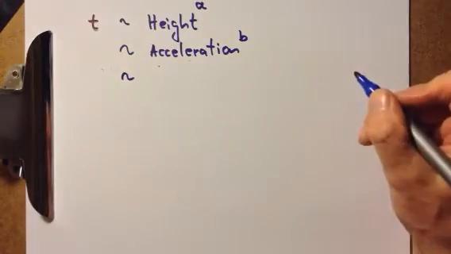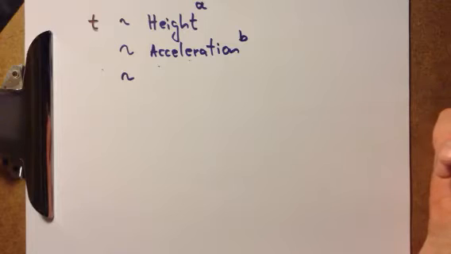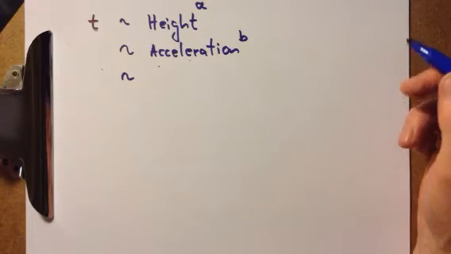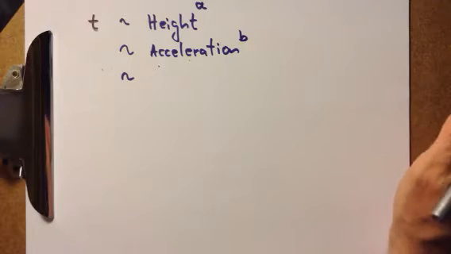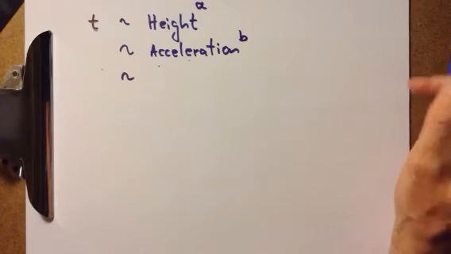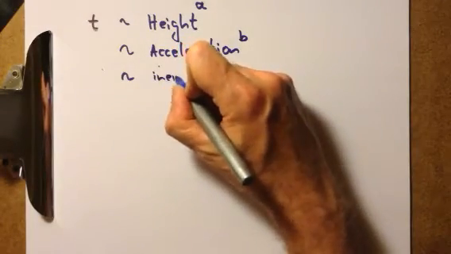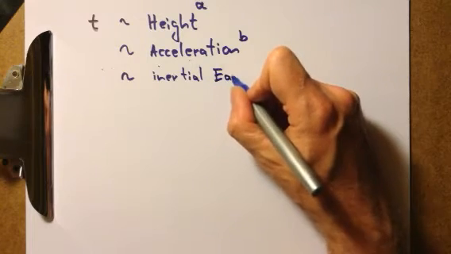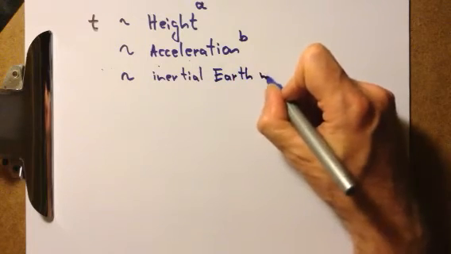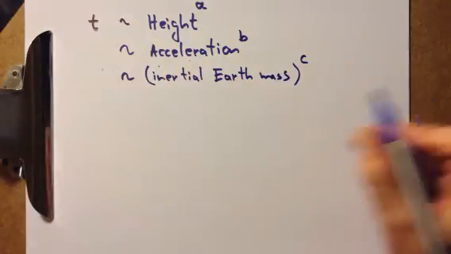It might depend on the mass of the Earth, because, as we know, because of action equals reaction, not just the pear attracts the Earth, but the Earth attracts the pear, and vice versa. So if the Earth has a certain inertial mass, then that will go into our consideration. And again, this might be to the power of something, let's call it c.